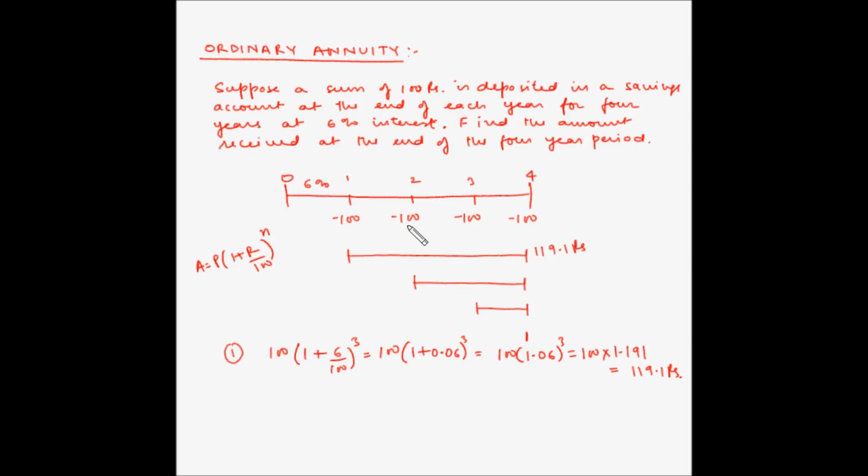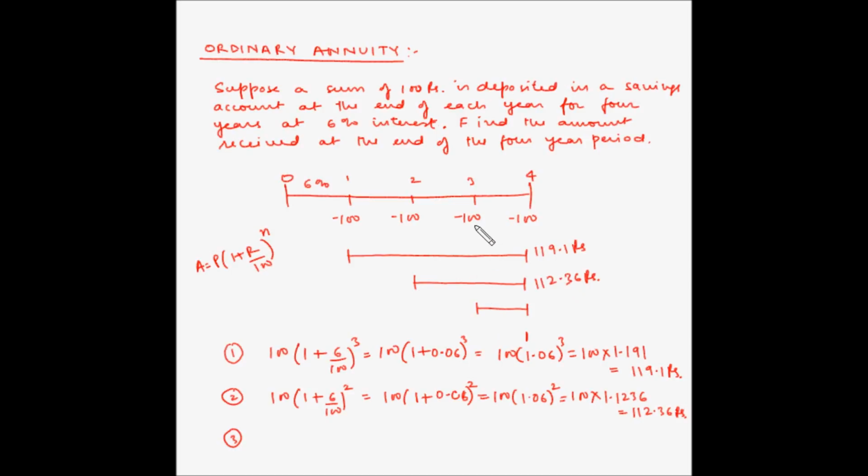Now let's take the amount of 100 rupees deposited at the end of the second year. So 100 into 1 plus 6 by 100 to the power 2, because this will grow for the remaining 2 years. So now we have 100 into 1 plus 0.06 to the power 2, 100 into 1.06 to the power 2, 100 into 1.1236. So this is 112.36 rupees. So this 100 rupees deposited at the end of the second year will now become 112.36 rupees.